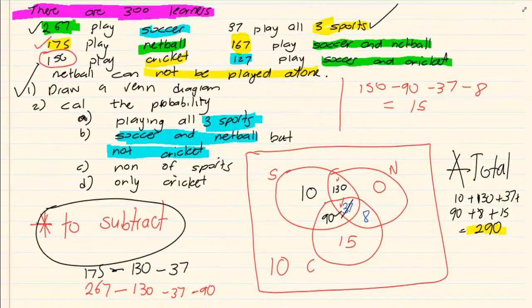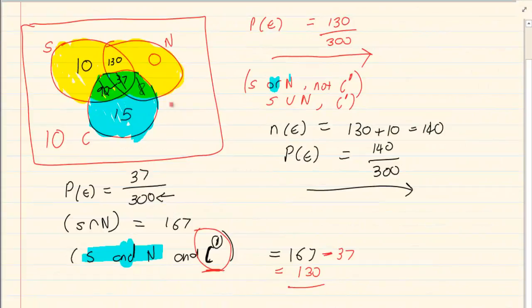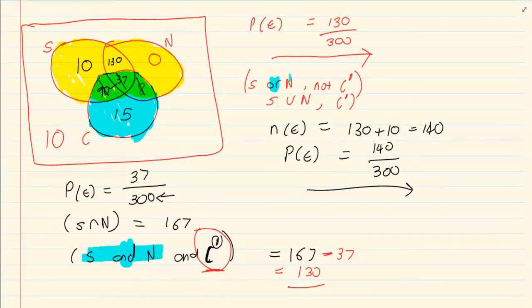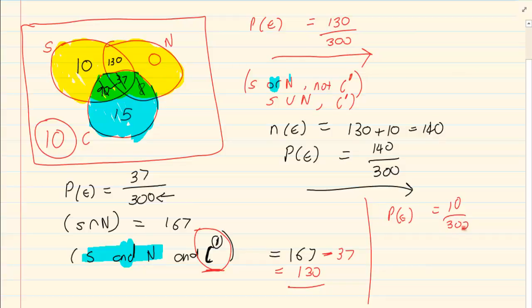Let's go back to the question and see. What is the probability of not playing any sports? Okay, now, if you look at the drawing, what is colored in is all the sports. So what is not the sports? The 10. So we have the probability would be 10 over 300 because only 10 are not playing sports.